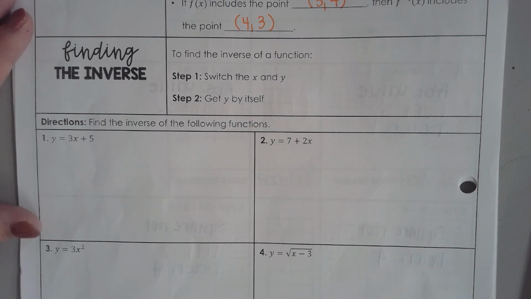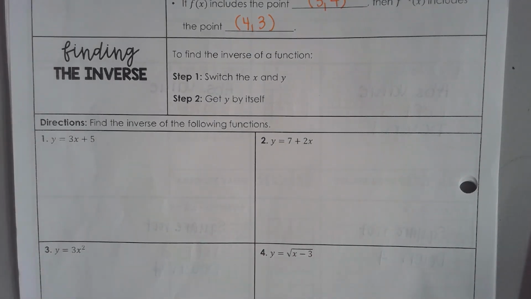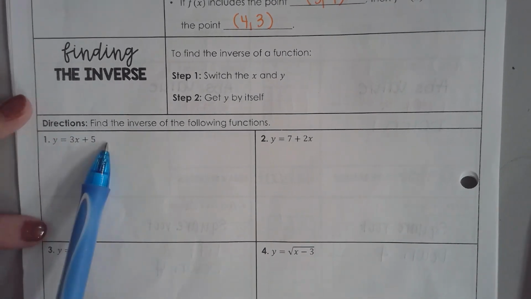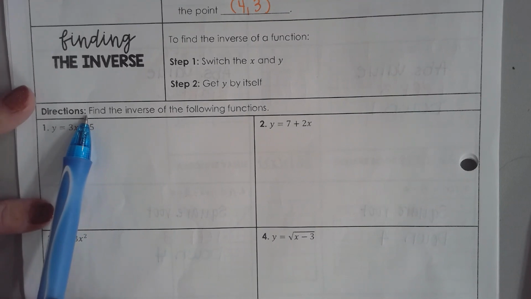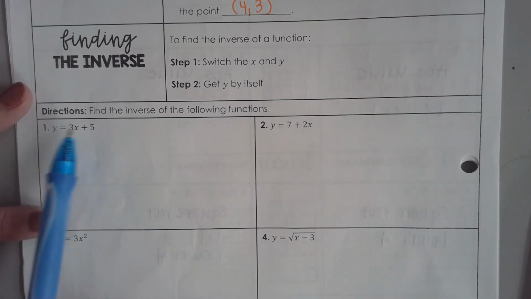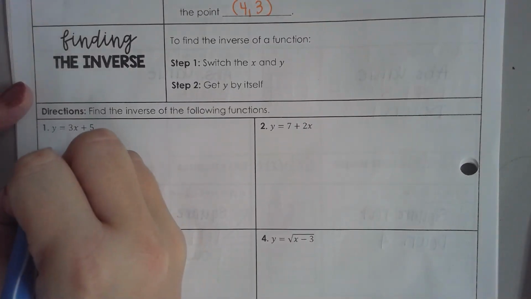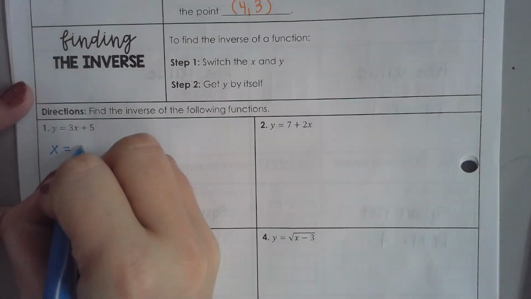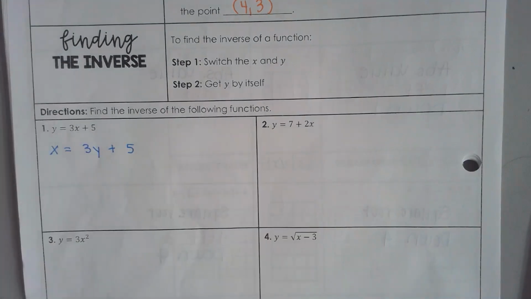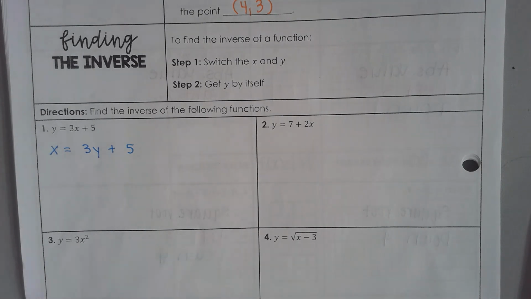Okay? So, number one, this is my original function, and I'm asking you to find its inverse. So rewrite this, but switch the x and the y. So it's going to become x equals 3y plus 5. And we're going to treat this like it's a two-step equation.